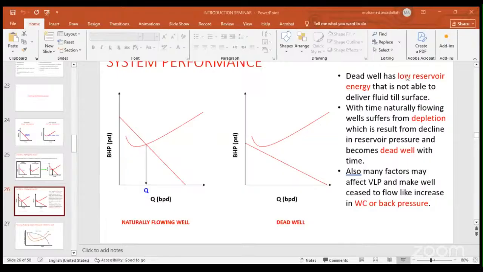This happens naturally during production because with time you will lose more energy from the reservoir or from your system, or even due to back pressure or an increase in water cut. So you will need to give more energy to your fluid to reach the surface. This is the advantage of nodal analysis, because it can give you an impression of when the well will produce naturally and when it will stop producing naturally and need artificial lift.